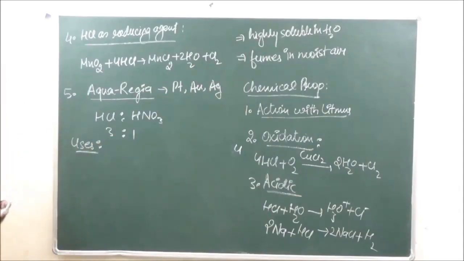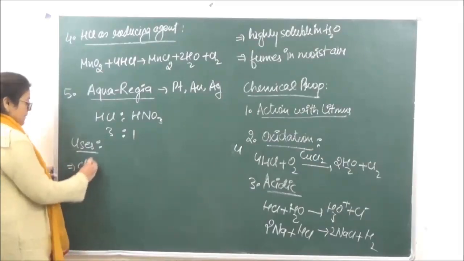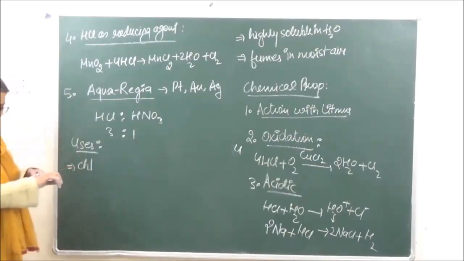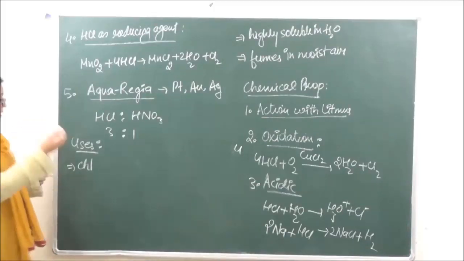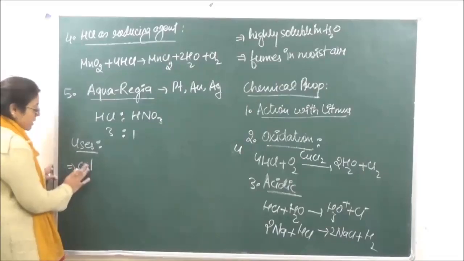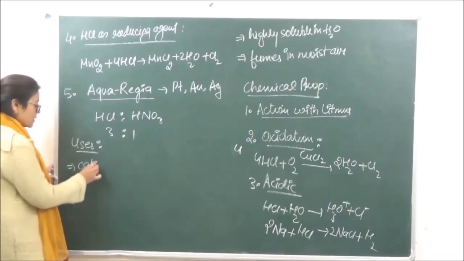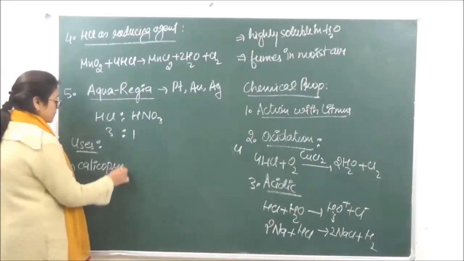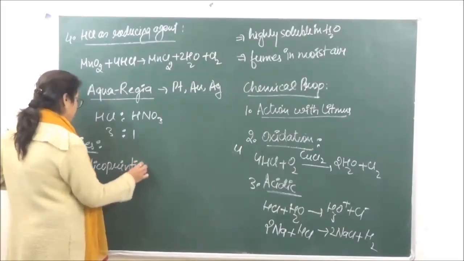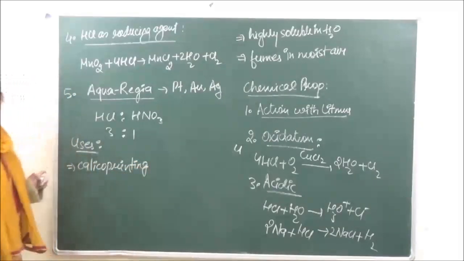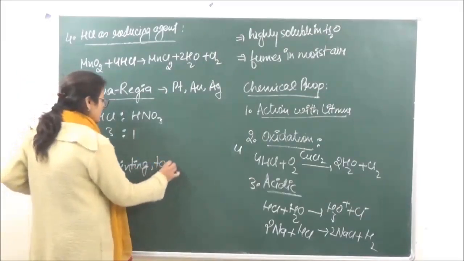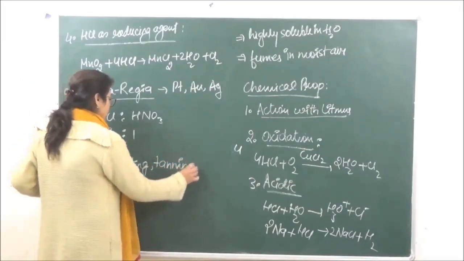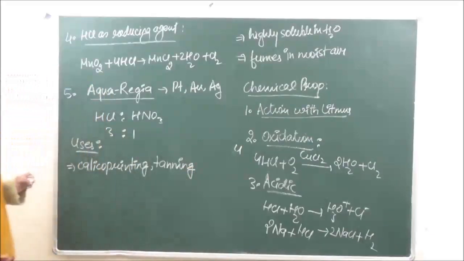Then what are going to be the uses of HCl? Uses जब हम कर रहे हैं, it is used in calico printing. What is calico printing? There is certain this क्या बोलते हैं इसको, जो टाइपराइटर की प्रिंटिंग होती है उसमें इसको यूज करते हैं. It is used in calico printing and in tanning industries.